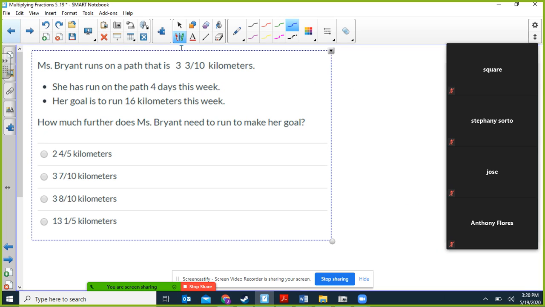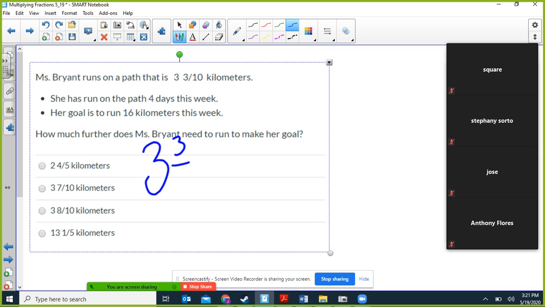next problem. This is a multi-step problem. Mrs. Bryant runs on a path that is 3 3/10 kilometers, and she's going to do that 4 days this week. So right away, we need to figure out what that is going to look like. Her overall goal is 16 kilometers, so you need to keep that in your head. Let's figure out if she runs for 4 days that week, how many kilometers will she run?